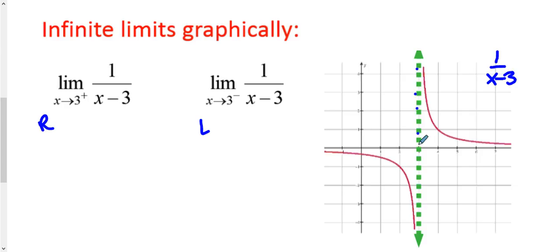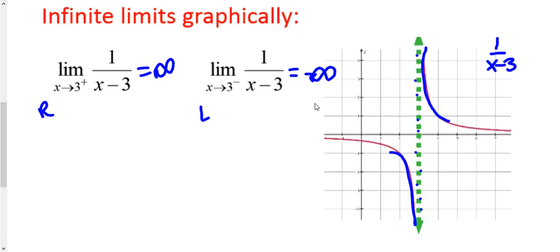So this green dotted line is 3. And when we follow our function on the right, it keeps going up with no indication of stopping. So that's when we get our answer of infinity. And when we look at the left, it keeps going down. So that's when we get an answer of negative infinity. Okay, so we've looked at that with graphs.